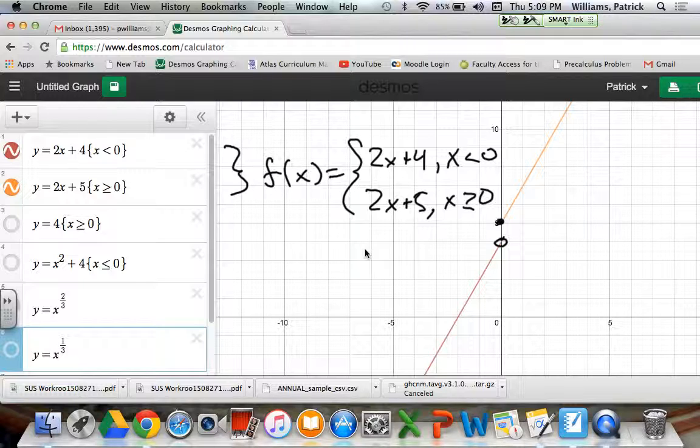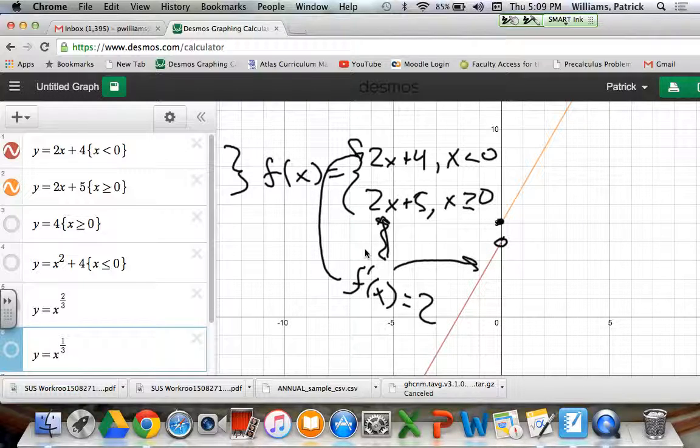Again, if I asked you what the derivative on either side was, well, the derivative on the left side would be equal to what? It would be equal to 2, because that is the slope of this line right here. Now, this derivative right here, anywhere around here, would also be equal to 2, because that is the slope of this line right there.